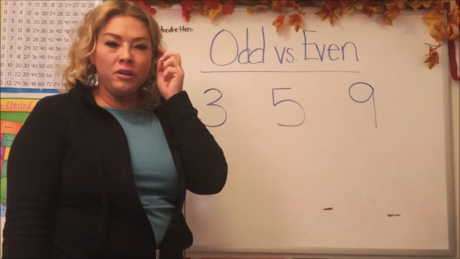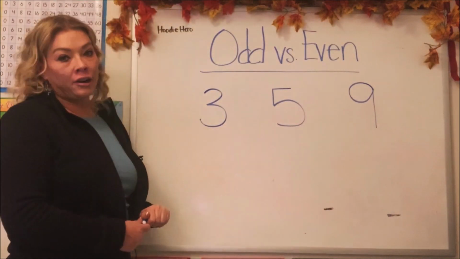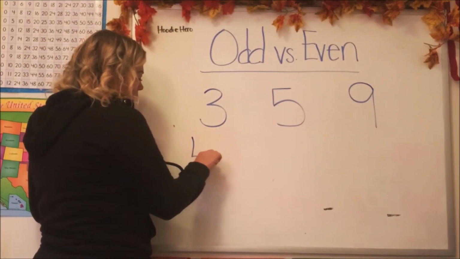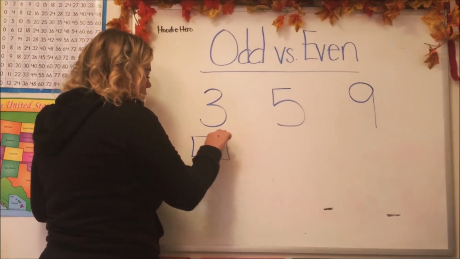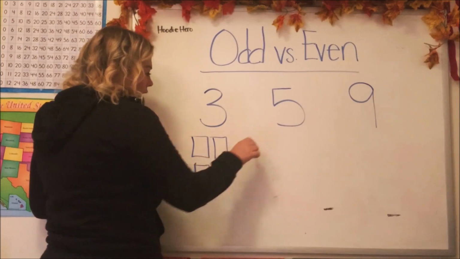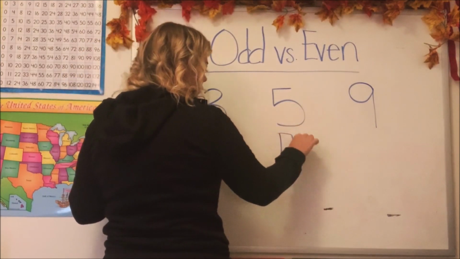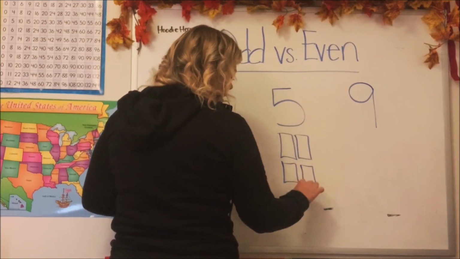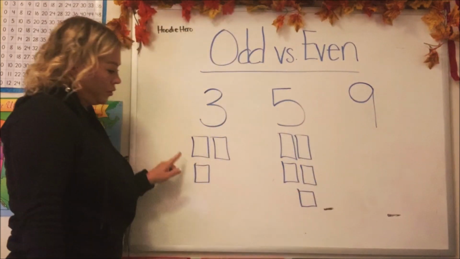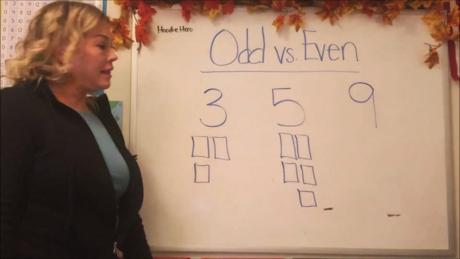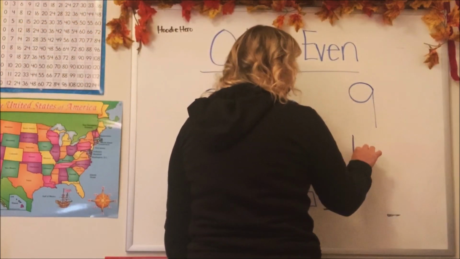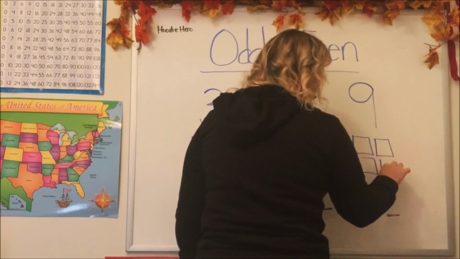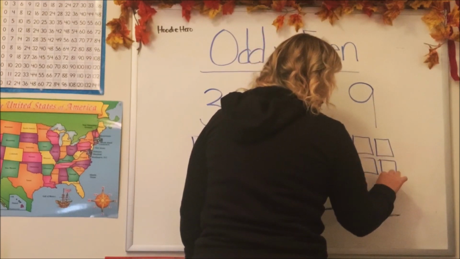Do you already know in your head what you think they're going to be, odd or even? Let's see if you're right. Ready? Let's draw the blocks. Now remember, you draw them with a partner. Okay, so let's go ahead and draw the blocks. I've drawn them for 3 and 5. Okay, let me go ahead and draw the blocks for 9. This is a little bigger number, so I'm going to need to draw a few extra blocks.